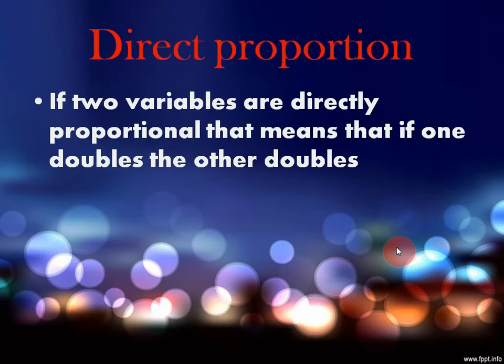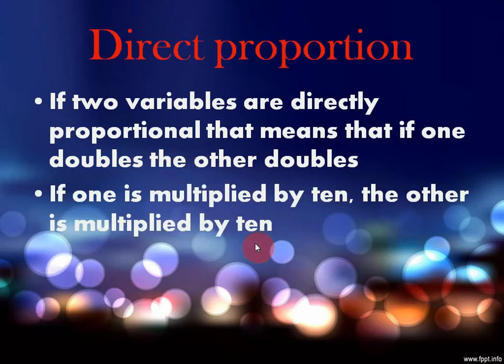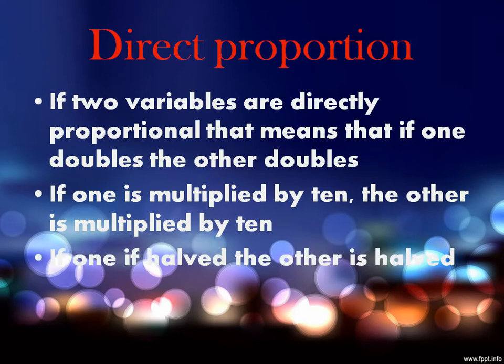Moving on, if two variables are directly proportional, that means that if one doubles, the other doubles. So it is a direct relation. Directly proportional means when the first value is increasing, it affects the second value as well. If one is multiplied by 10, the other is multiplied by 10 also. And if one is halved, the other is halved.